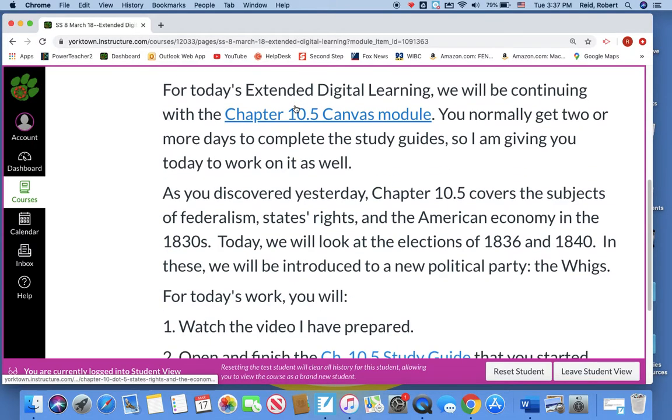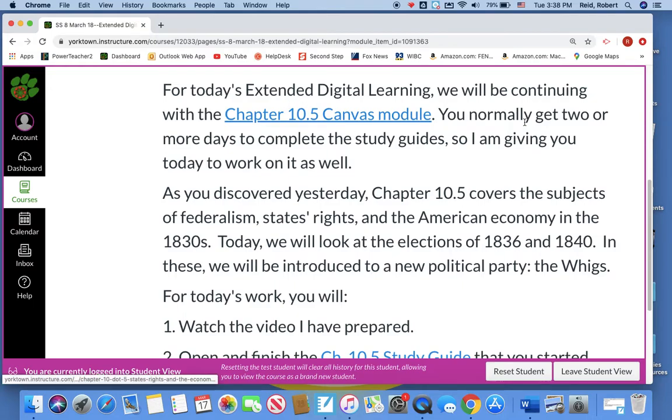Says here in text, for today's digital learning, you're going to go and continue with chapter 10.5. The front office told us that they understand that usually many teachers do not give a new assignment every single day, and giving us a little bit more leeway in the sense that with the times that you and I are together in the classroom, we usually spend about 2 class periods on each Canvas module. And knowing that we started the 10.5 Canvas module yesterday, I'm going to continue with that today.